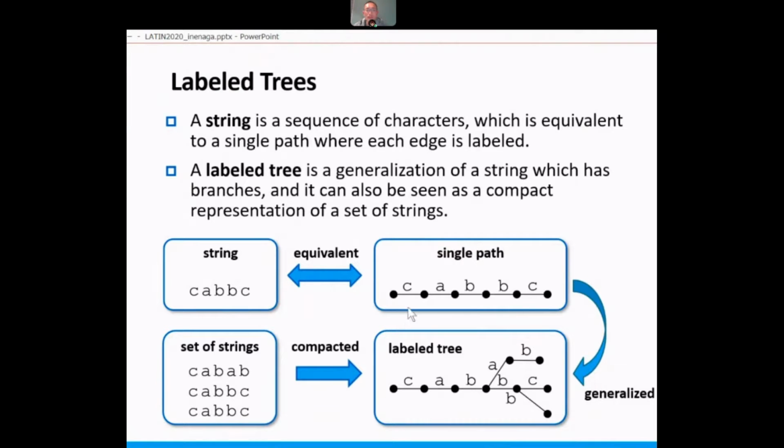A label tree is a generalization of a string which has branches like this. And a label tree can also be seen as a compact representation of a set of strings. So if you merge the common prefixes of these three strings, then you get this label tree. So it's a compact representation of such a set of strings.